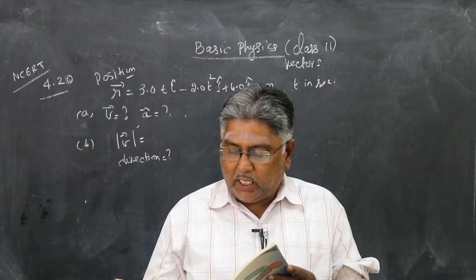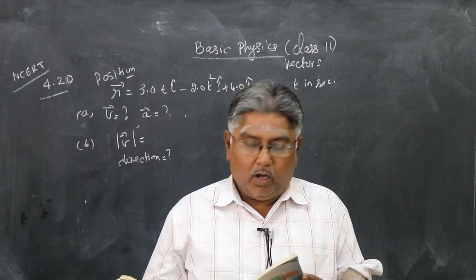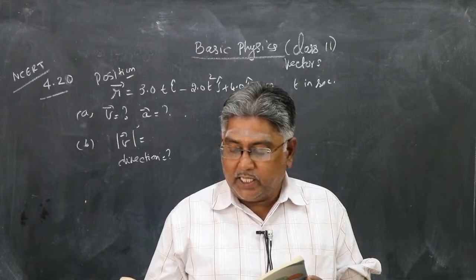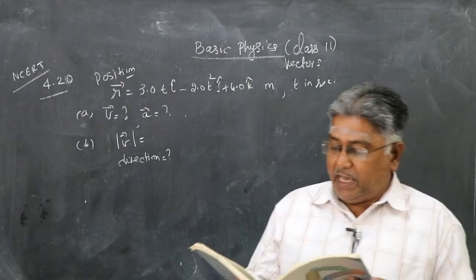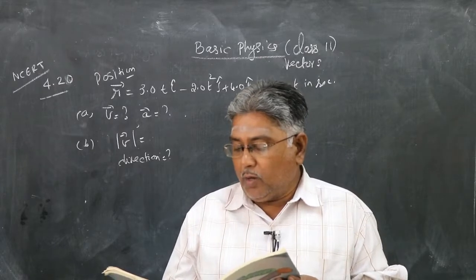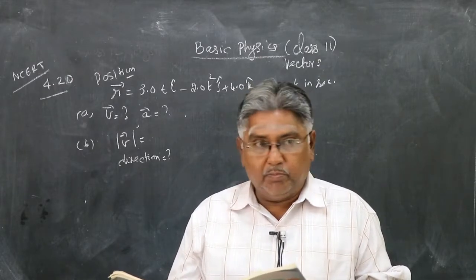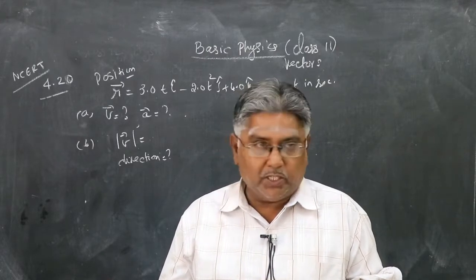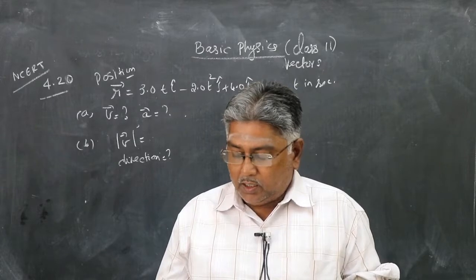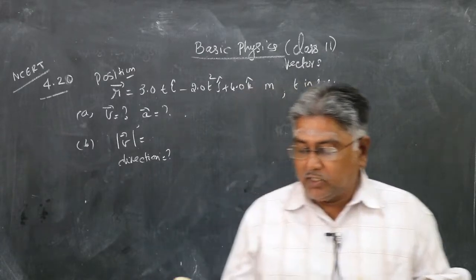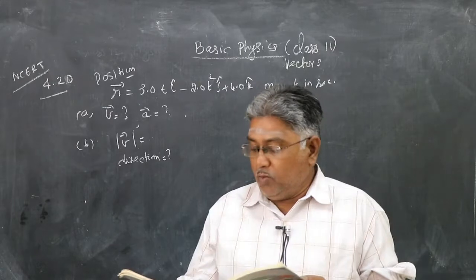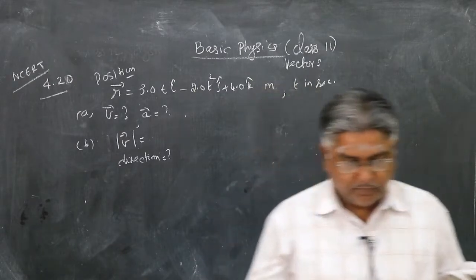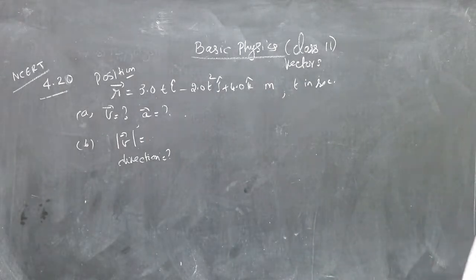The position of a particle is given by r is equal to 3.0 t i cap minus 2.0 t squared j cap plus 4.0 k cap in meters, where t is in seconds and the coefficients are the proper units for r to be in meters. Subdivision A, find the velocity vector and acceleration of the particle. Subdivision B, what is the magnitude and direction of velocity of the particle at time t equal to 2.0 seconds. This is application of vectors.